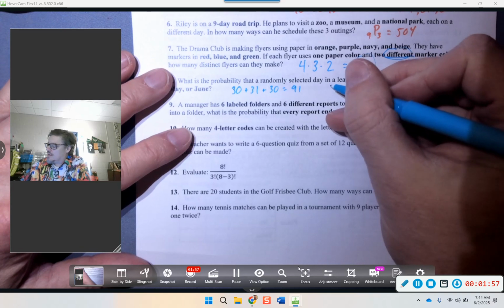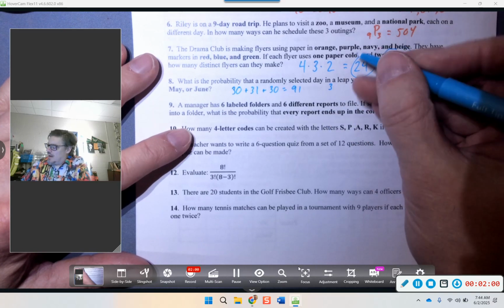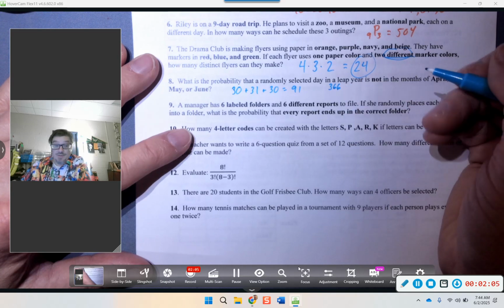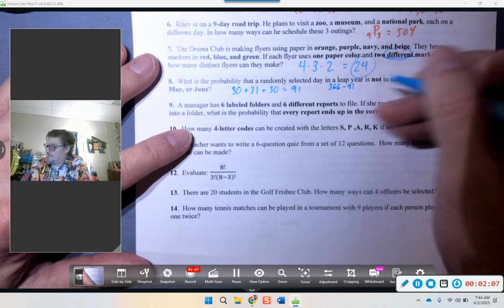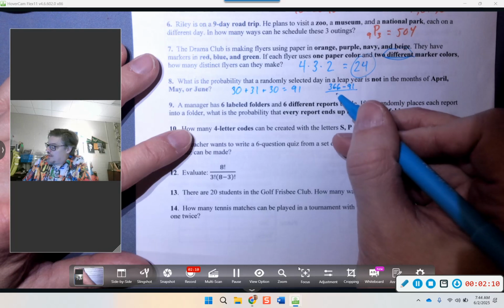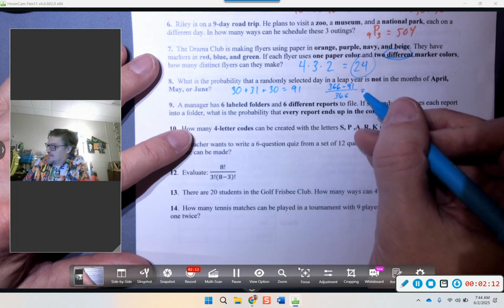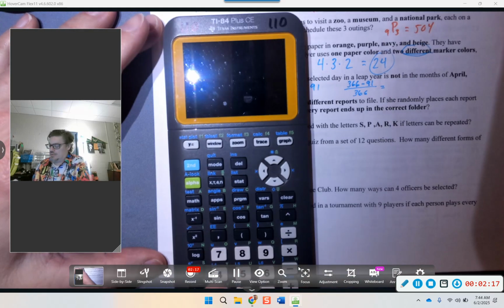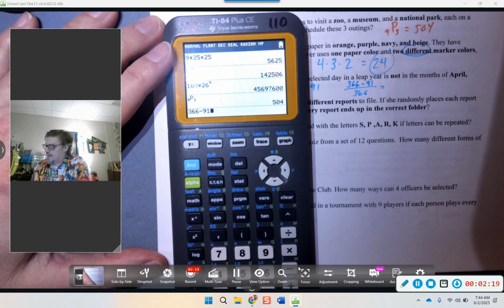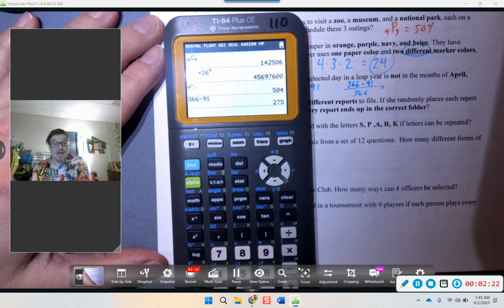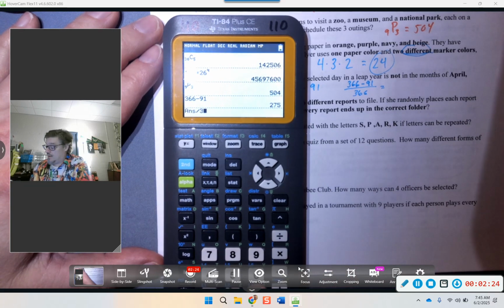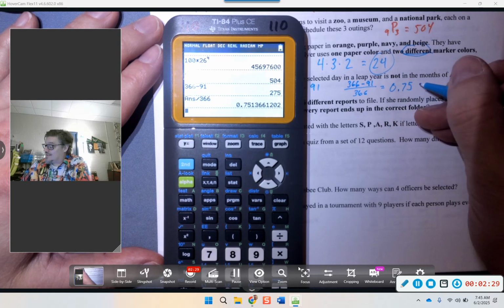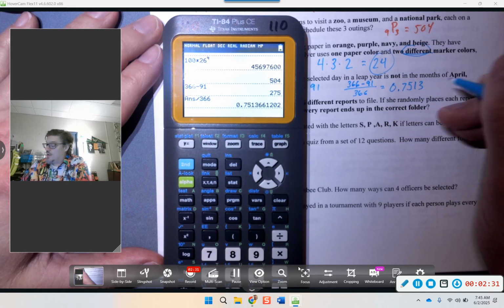Okay, so what we're going to do is take 366, because it's a leap year, minus 91, and we're going to put that over 366. Okay, so there's 91 days that it is not. So let's do 366 minus 91. Now that's a lot. It's a lot of the year, okay? And if you divided that, that's about 3/4, right? So just a little bit more than a quarter, which makes sense.